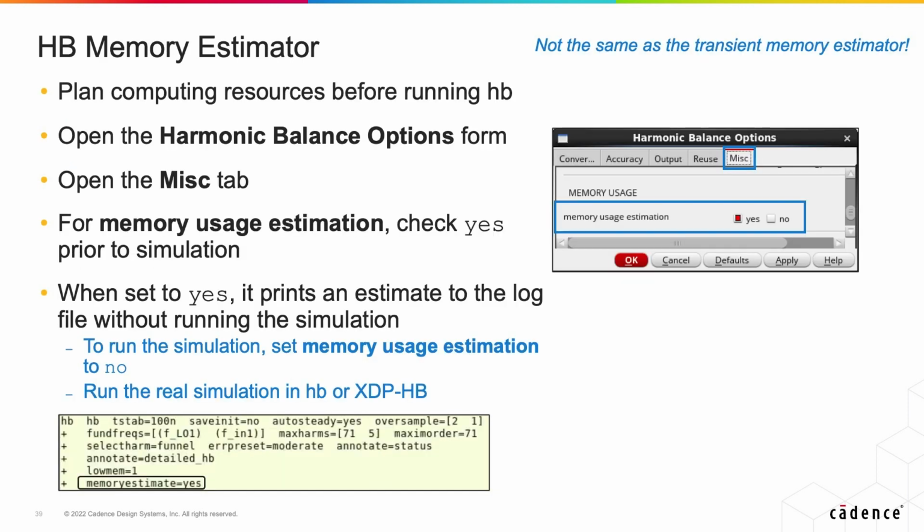There is also something called the memory estimator, and without running a simulation, HB will actually estimate how much memory you're going to take and give you some recommendations. Again, from the log file or from the netlist, it will say memory estimate equals yes, and this is how you set it up. It will not actually run a simulation. Before running a simulation, it's going to tell you what memory usage it expects, and this is how the log file is going to look.